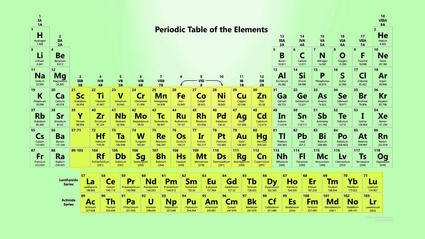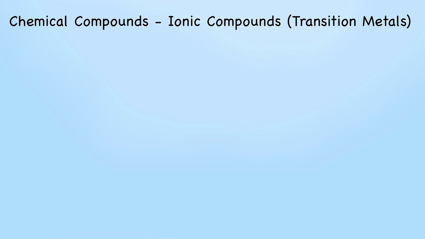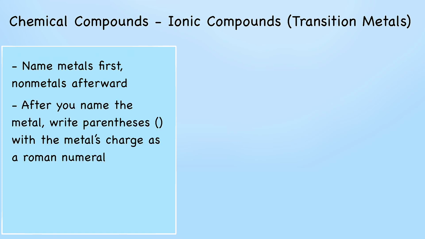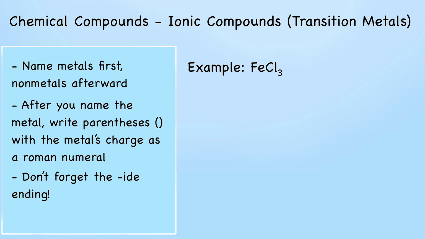On your periodic table, the transition metals are the elements in the middle block. You're going to do the same thing like any other ionic compound, but after you name the metal, write parentheses with the metal's charge as a Roman numeral in there. For example, let's look at this ionic compound.